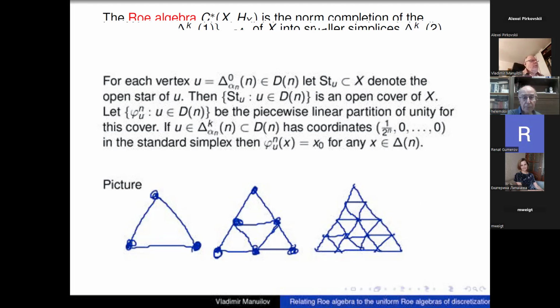Let us denote the open star of a vertex u by st_u. The star means that we consider all simplices which contain this point, except the boundary, of course. And now we shall need something like a partition of unity. So we take not an arbitrary partition of unity, but a quite special one, which consists of piecewise linear functions, which equal 1 at u and 0 outside the star of u. So, for example, if some point has such standard coordinates, then this function equals the corresponding coordinate.